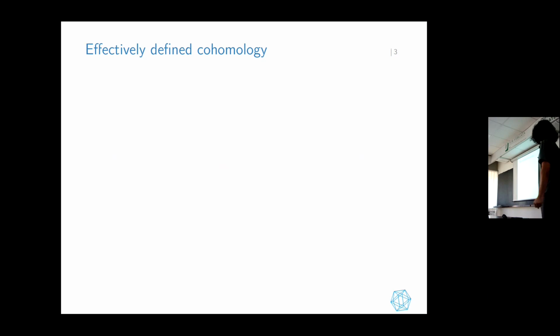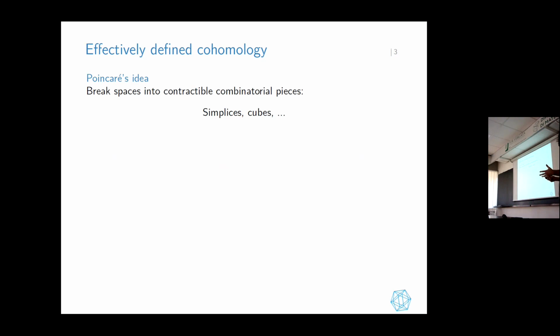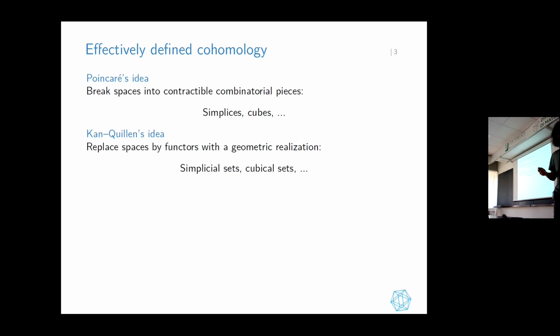So how do we define cohomology effectively? Well, chain complexes. But where do those come from? An idea of Poincaré taught us to break spaces into contractible pieces. So there's a key idea. We tend to use simplices or cubes as the contractible pieces in this cellular decomposition of spaces. This idea was pushed forward further by Kan and Quillen, replacing spaces by functors with geometric realizations. You might have heard of simplicial sets, cubical sets. Again, they're all assembled from these basic pieces.